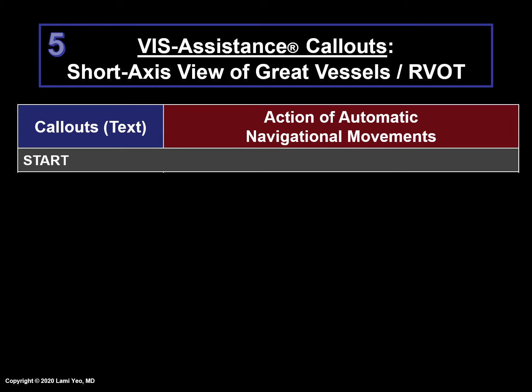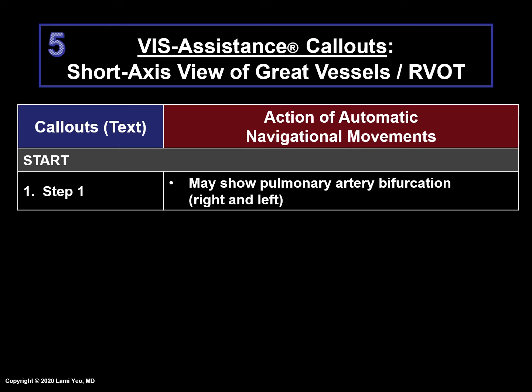There are 6 callouts for this VISA video clip and are labeled as step 1 through step 6. Please note that collectively, all these steps consist of automatic navigational movements that are programmed to show the anatomical structures described previously and/or improve the success of obtaining the short axis view of the great vessel's right ventricular outflow tract. The first callout states step 1 and may show the pulmonary artery bifurcation into the right and left arteries.